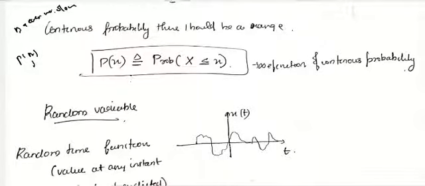Thinking about continuous probability, P of x will be equal to P of X less than or equal to x. This is a variable. In the case of the discrete one, A is not a variable, but here it is a variable which can have a value less than or equal to x. This is the definition of a continuous probability.